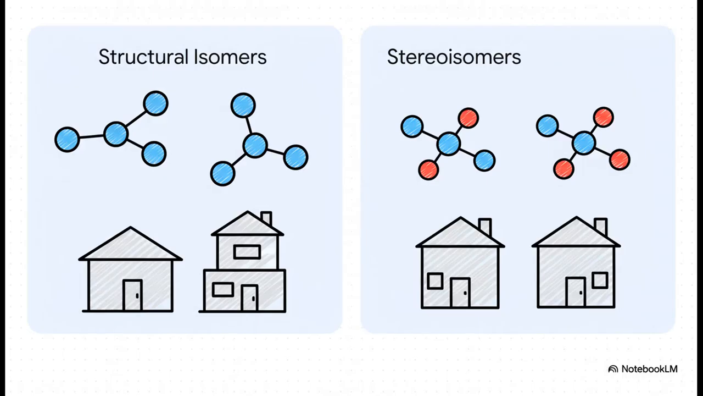Now, this puzzle really breaks down into two main types. On one side, you've got structural isomers. This is like having the same pile of bricks and wood, but one person builds a bungalow and another person builds a two-story house. The atoms are connected in a completely different order.